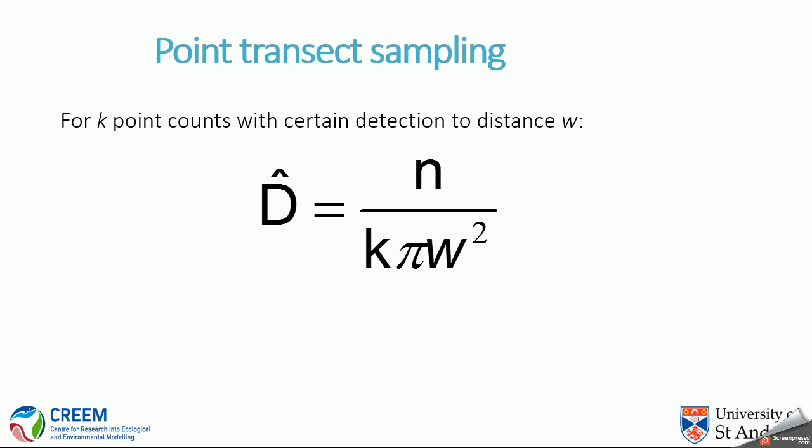If you detected all animals within a distance w of each point, then you've just got a plot sampling method. For that, all you need to do is total up the number of animals you record and divide by the total area counted. If the radius of the area covered is w, the area counted for each point is pi w squared. So if there are k points, we'll have counted an area of k pi w squared in total. Estimated density is then just the ratio of the numbers counted over the area counted.